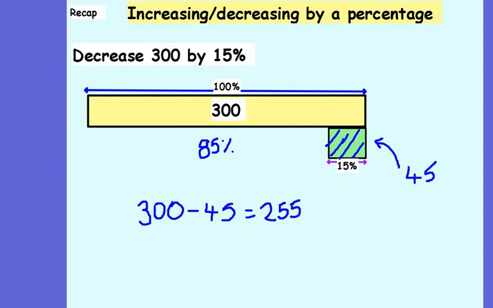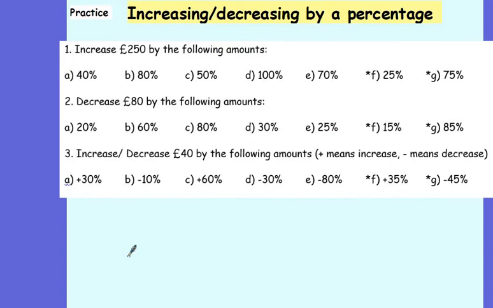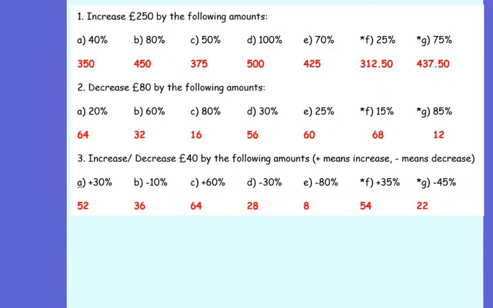Right, Year 7, in your light blue books, please have a go at these questions. Pause the video for 10 to 15 minutes, start on question 1, and for question 3, where there's a positive, it means increase, and where there's a negative, it means decrease by that percentage. Pause the video and have a go now, please. And these are the answers. Please check your work and see how you did.